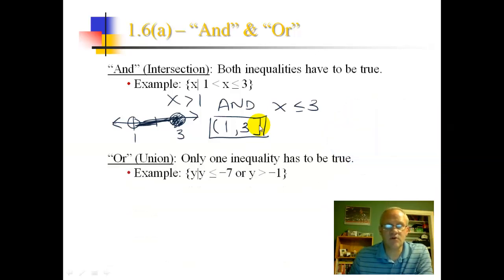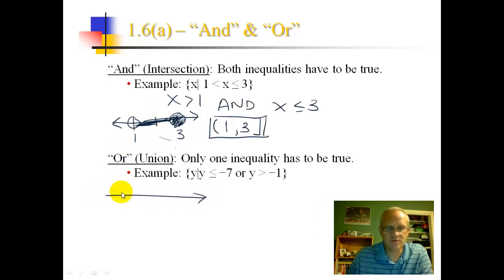And then let's look at the OR. The OR is called a union, and that's where either one or the other can be true. So you're taking both parts and putting both of them on there. They do not have to overlap. You're going to include both of them, not just the overlapping part. So on this bottom part down here, let's look at our graph.